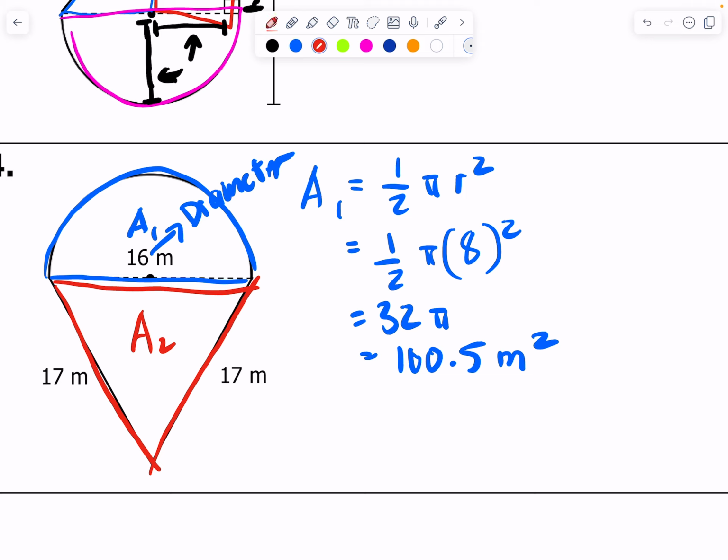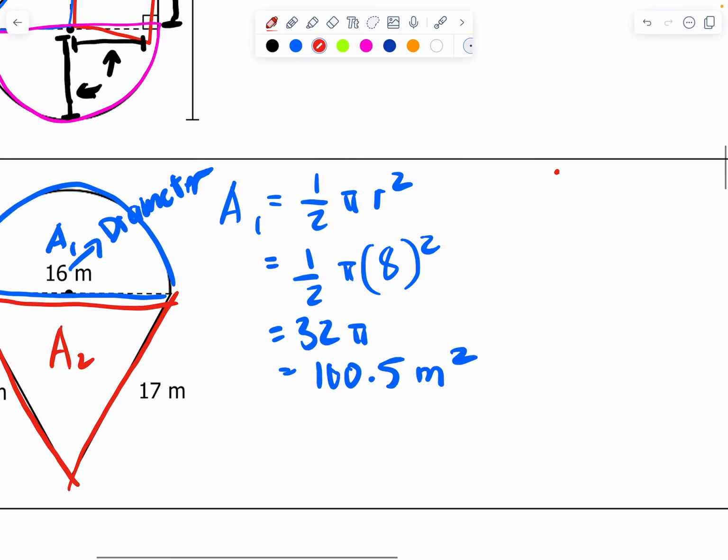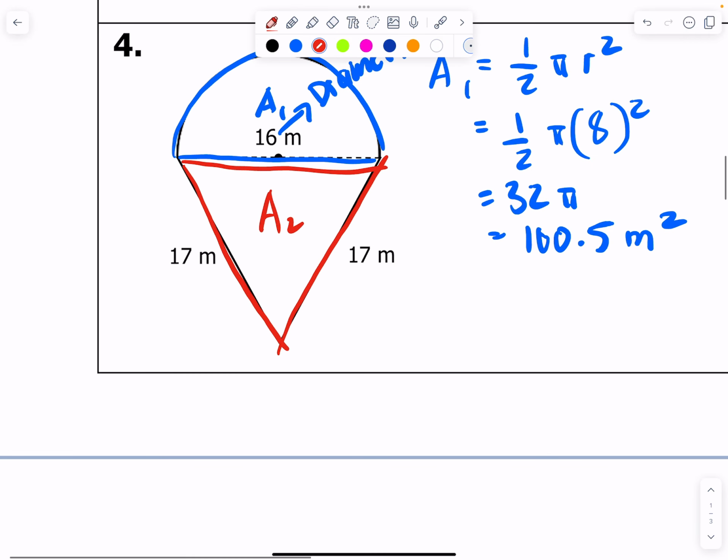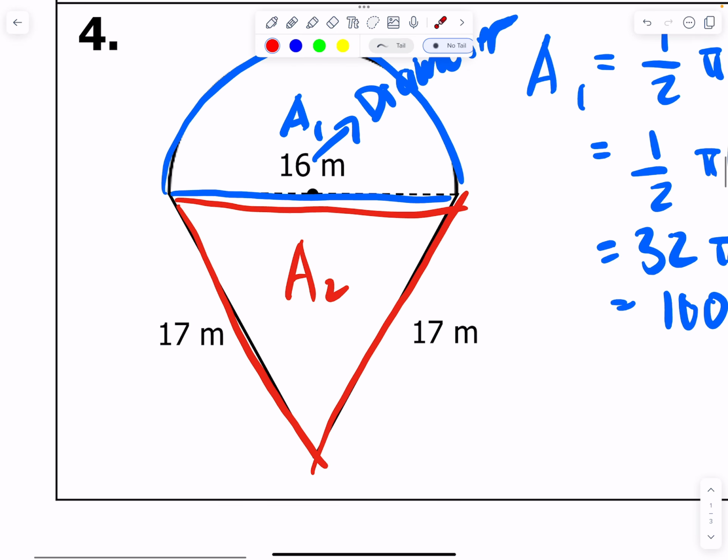For the red one, this is a triangle, and for a triangle, I need to use the formula one half base times height. So area 2 equals 1/2 base times height. Just as a reminder, base and height need to be perpendicular to each other. They need to look like this. They need to intersect and make 90 degrees. So if I look over here, the numbers 17 and 17, this is not base times height because they don't intersect and make 90 degrees.